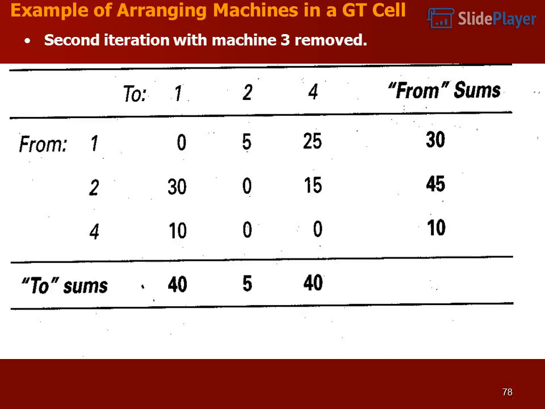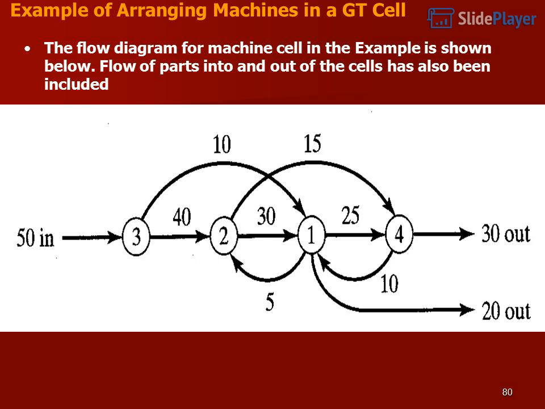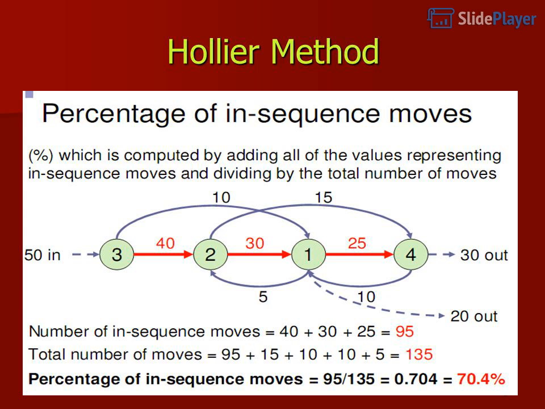First iteration. Second iteration with machine 3 removed. Third iteration with machine 2 removed. The resulting machine sequence is 3214. The flow diagram for the machine cell in the example is shown below. Flow of parts into and out of the cells has also been included.